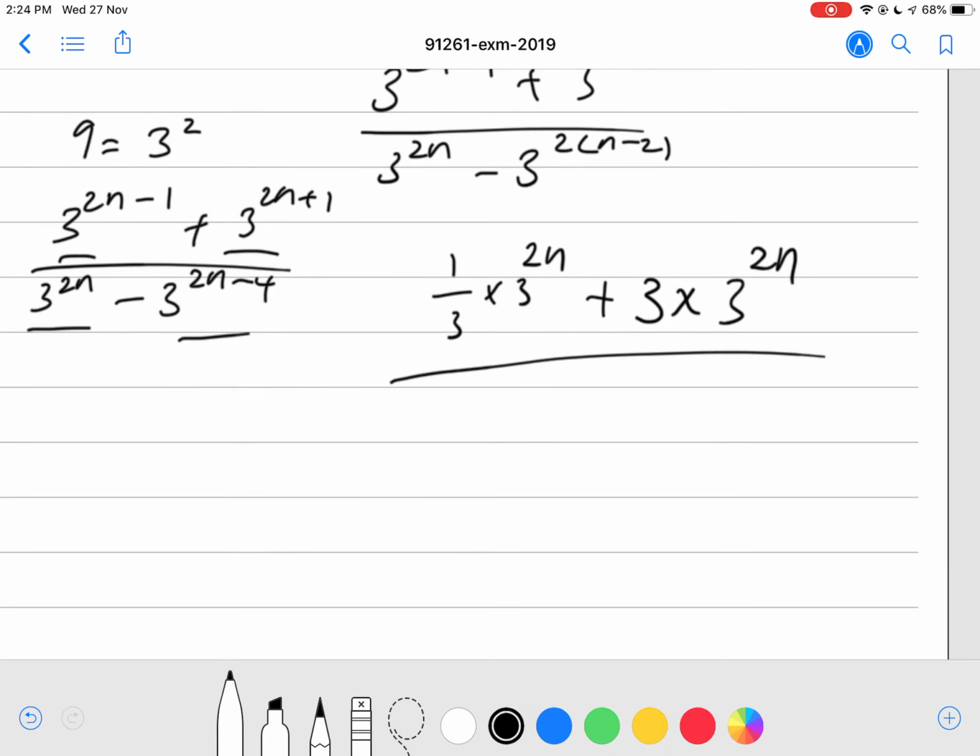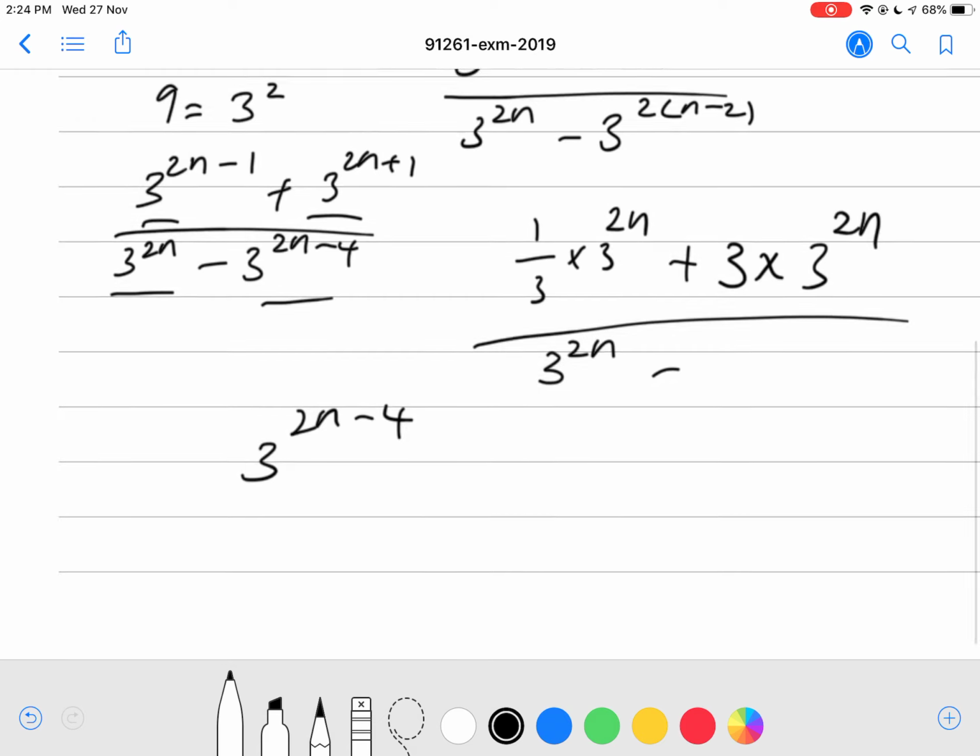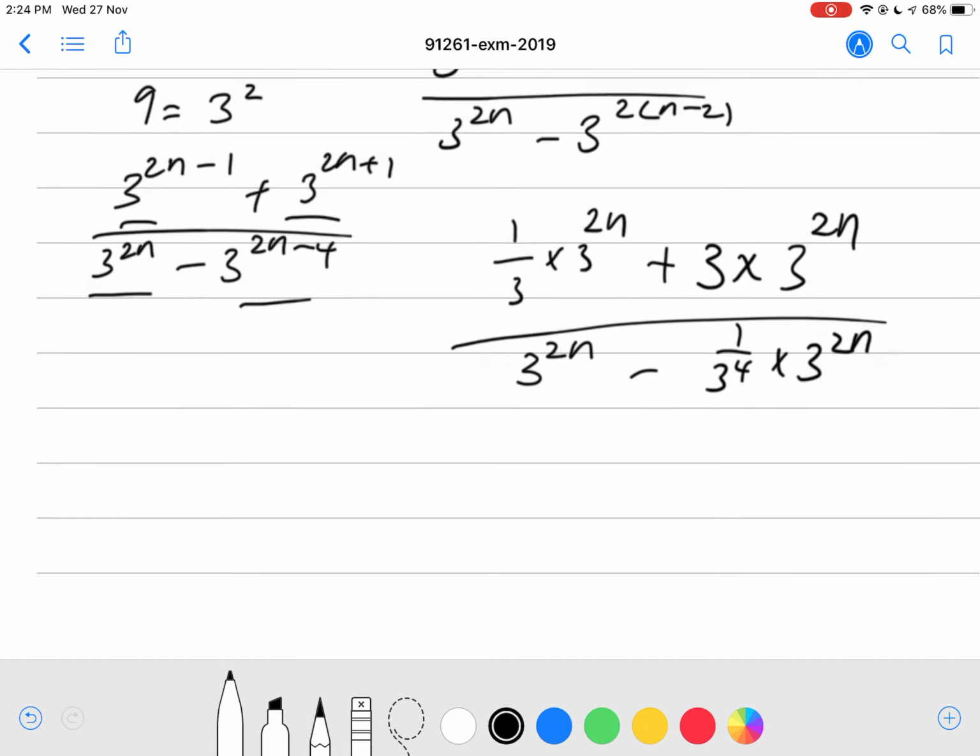Okay, and we divide that by 3 to the power of 2n, which can stay as it is, minus 3 to the power of 2n minus 4. With 3 to the power of 2n minus 4, we're multiplying by 3 four less times. So basically we can rewrite this as 1 over 3 to the power of 4 times 3 to the power of 2n. I hope that makes sense.